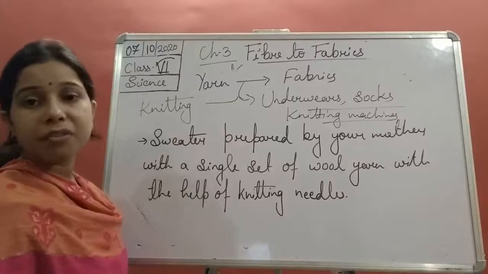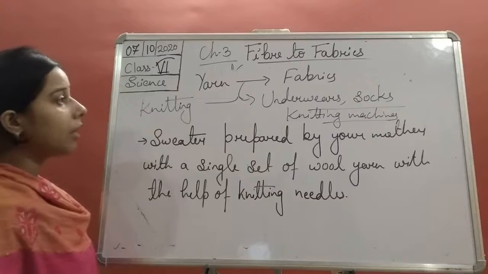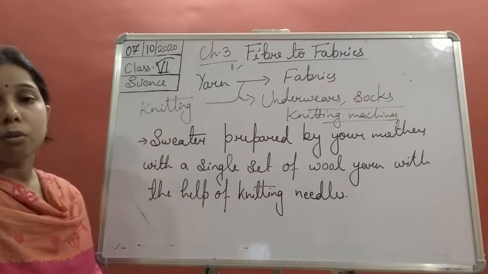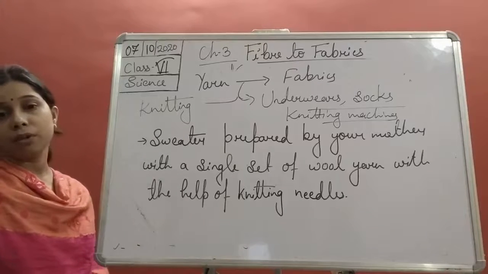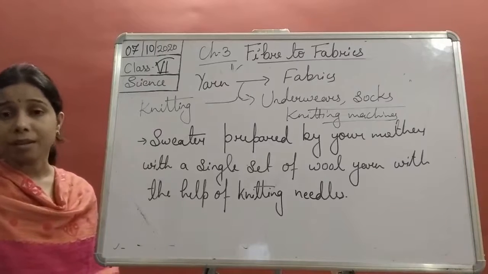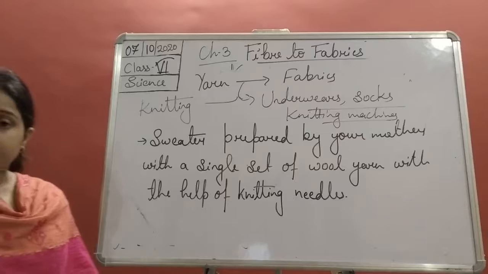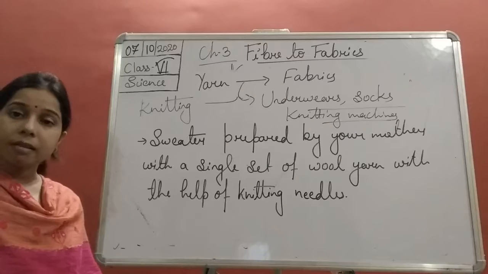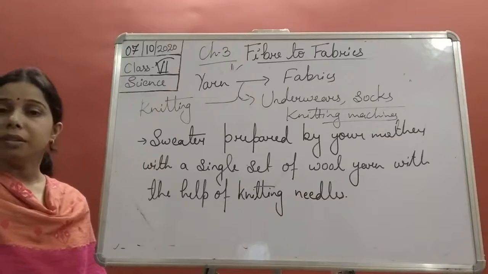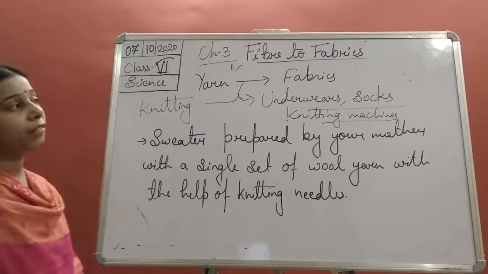So all the different kinds of fabric are made by two processes. The first one is weaving and the second one is knitting. All the kinds of dresses, students, that we wear are made up of different fabrics, and those fabrics are made up of yarn, and the process can be weaving or knitting. So this is how we can convert fiber to fabric.